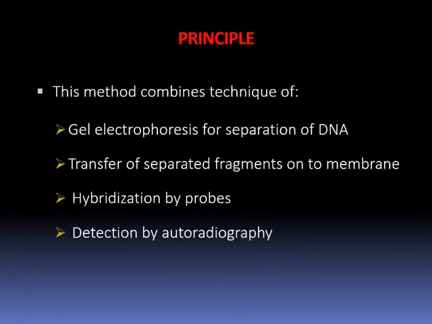Principle: this method combines the technique of gel electrophoresis separation of DNA. First, whatever the target DNA, we are going to separate the DNA and transfer these separated fragments onto a membrane. That is blotting. After that, we are going to do hybridization with the probes.